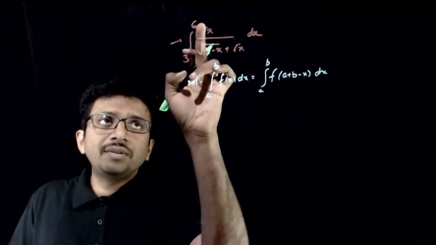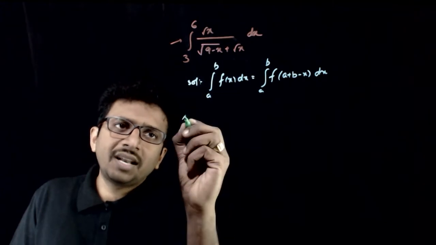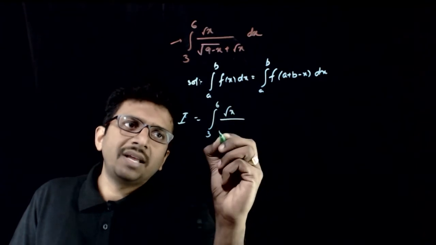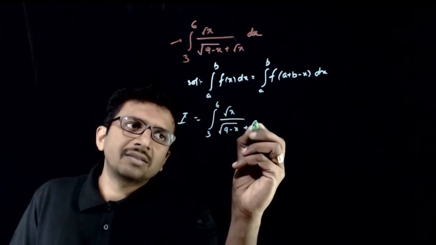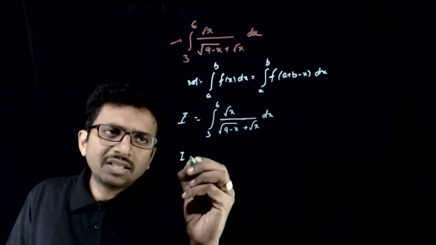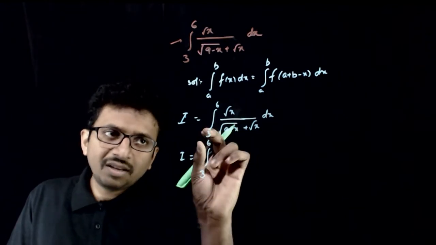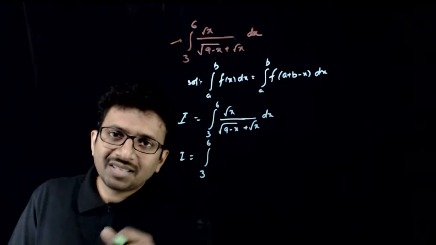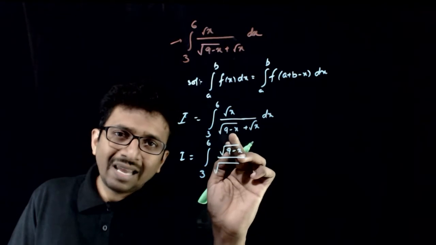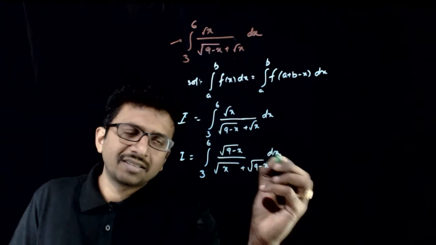In this question, a is equal to 3, b is equal to 6. So if I take this integral as I is equal to integration from 3 to 6 root x by root of 9 minus x plus root x dx, so this I is also equal to integration from 3 to 6. So this x can be substituted by 3 plus 6 minus x, that is 9 minus x. Root of 9 minus x divided by root of 9 minus of 9 minus x, which is root x, plus root of 9 minus x dx.